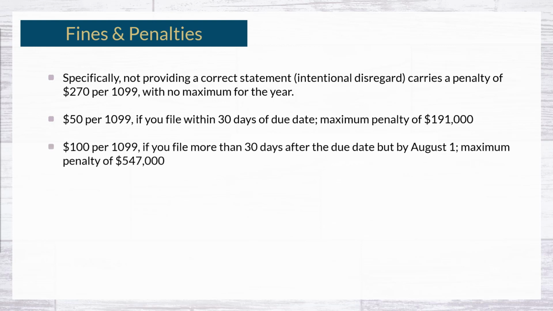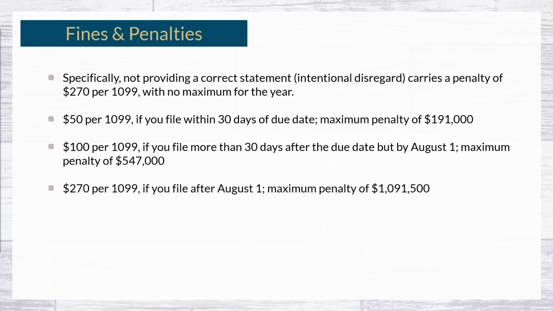Maximum penalty $191,000. $100 per 1099 if you file more than 30 days after the due date, but by August 1st. Maximum penalty $547,000. $270 per 1099 if you file after August 1st. Maximum penalty $1,091,500. Due date January 31st each year. Very important date to know so that you don't face any of those penalties.